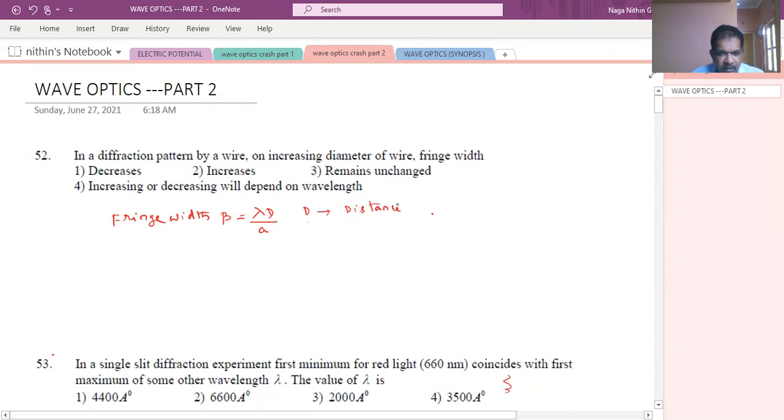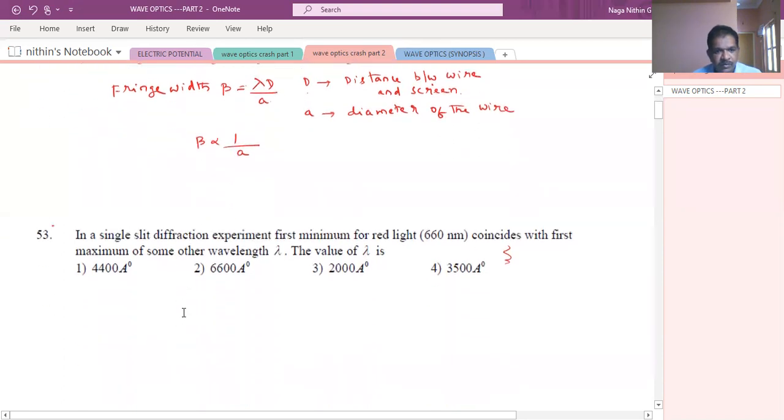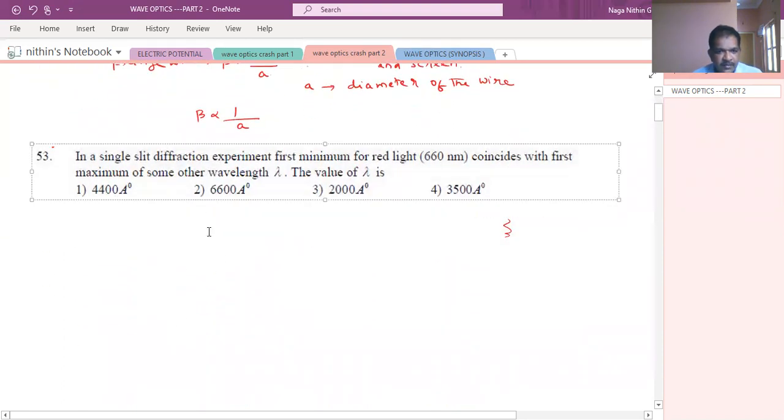Distance between wire and screen. What is a here? Diameter of the wire. So fringe width and diameter of the wire are inversely proportional. When diameter increases, fringe width will decrease. So this is the answer for it. Okay. Next, see the next question.